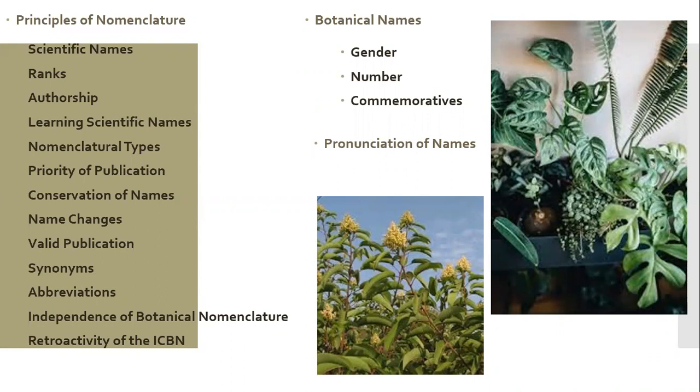and synonyms, the rejected names, the abbreviations incorporated in the names, and the independence of botanical nomenclature, and the retroactivity of the ICN. So, another topic, the botanical names: standard endings related to gender, number, commemoratives, and lastly, the pronunciation of names. So, that's it. I hope it's been clear in some ways.